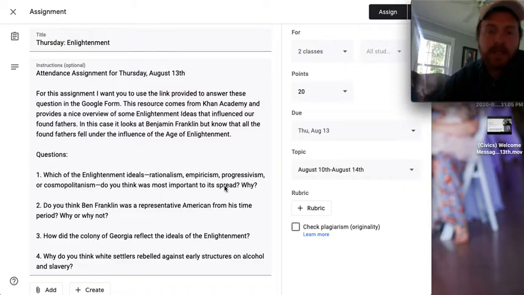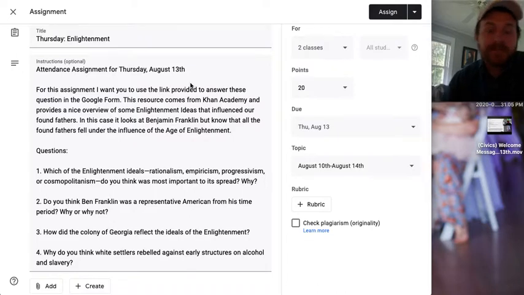This is a reading in a Google form that you're going to have to complete. So this is what the assignment says. This is our attendance assignment for Thursday, August 13th. You see my dog behind me. For this assignment, I want you to use the link provided to answer these questions in a Google form.